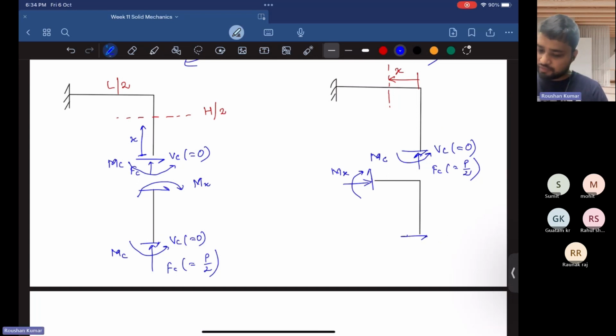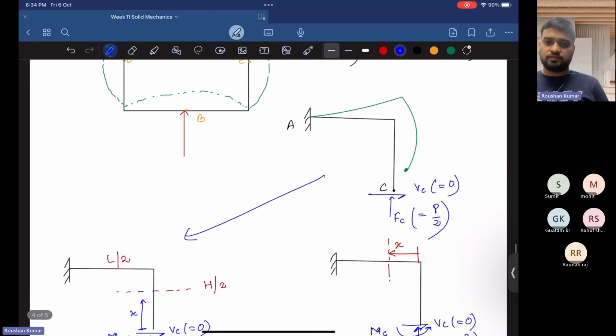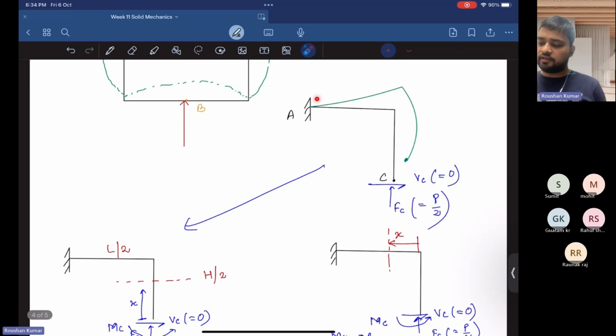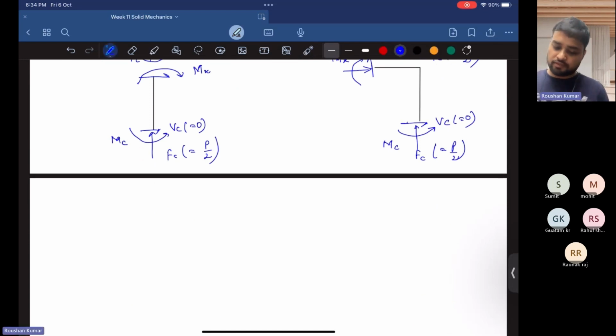Now coming to this point, we are assuming that shear force is absent here. Here moment about C, and force Fc is acting, which is equal to P by 2. Now we have converted this problem into two sections, the vertical part and the horizontal part. We will solve this question in two processes. First I will solve the vertical part, then the horizontal part. So let's start with the vertical part.